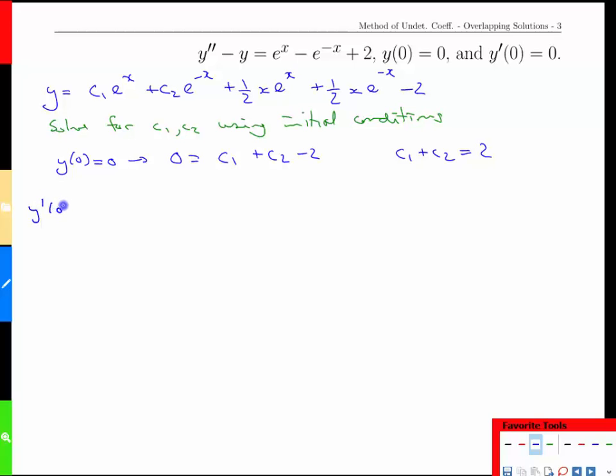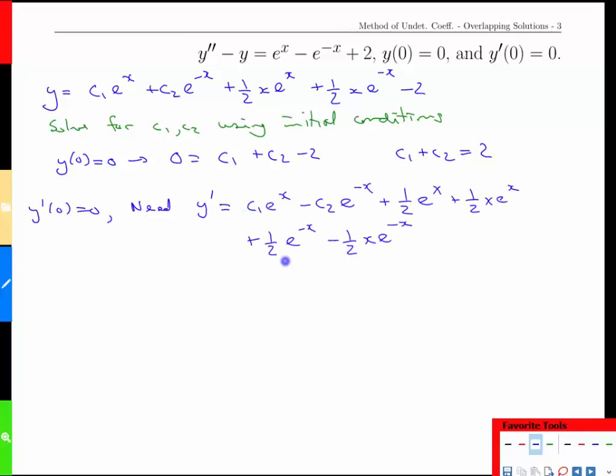For the y prime of 0 equals 0, we need y prime. And we need y prime of this entire beast here, so let's go ahead and calculate the derivative. There's our derivative using the product rule for the two terms of the x e to the x types, and the derivative of the negative 2 is simply 0. Then we sub in 0 at the time 0. Again, any x times is going to disappear, so we simply end up with c1 minus c2. We do end up with some different constants now. We have plus a half and plus another half. So c1 minus c2 is going to equal negative 1.